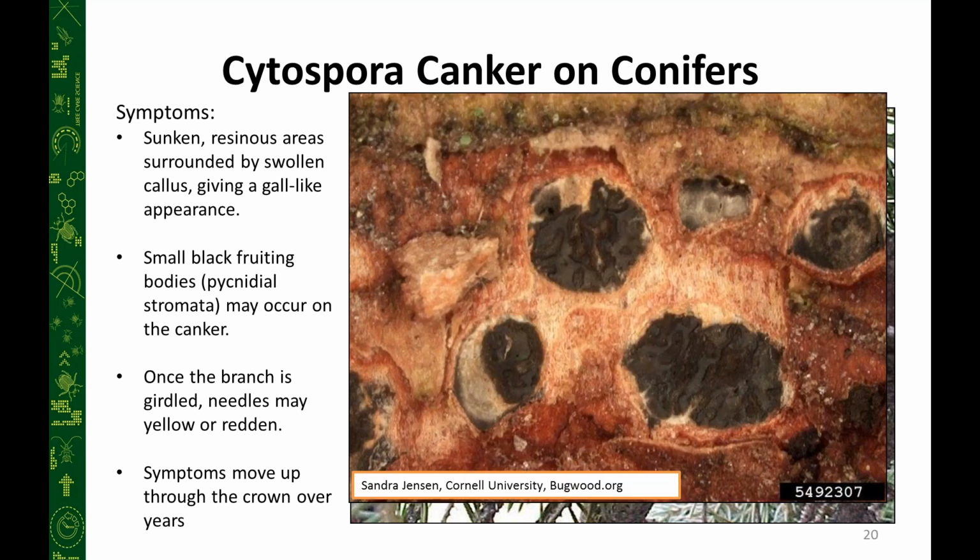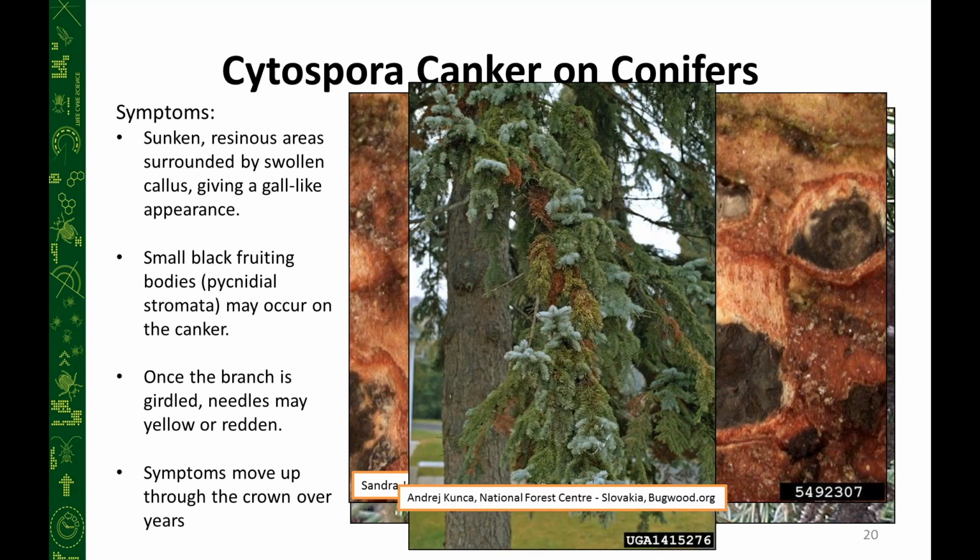Again, this will form those black fruiting structures, so you can see those right there within that canker. As it begins to girdle the branch, the needles on that branch are going to turn that yellow color and slowly turn to that reddish color. This is going to be a distinguishing factor as you're looking around. As you're looking at a tree, you start seeing that blue to pale green to yellow to reddish color on the needles.